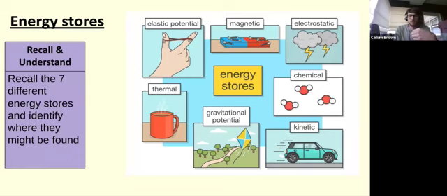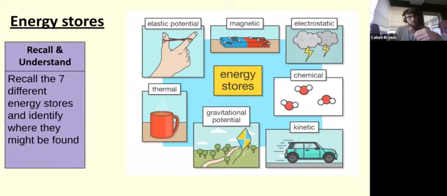Now, I like to use these kind of visual displays for energy stores because it really helps me to understand what each of the stores are displaying or which type of objects or substances they might be found in. Okay, so obviously elastic potential, classic example of that is an elastic band, right? But you would also find elastic potential in loads of different objects, okay? So in a tennis ball, if you squeeze a tennis ball in, it springs back to its original form if it's not broken. And that initial push in is an example of elastic potential energy because it's got the potential to spring back to its original shape.